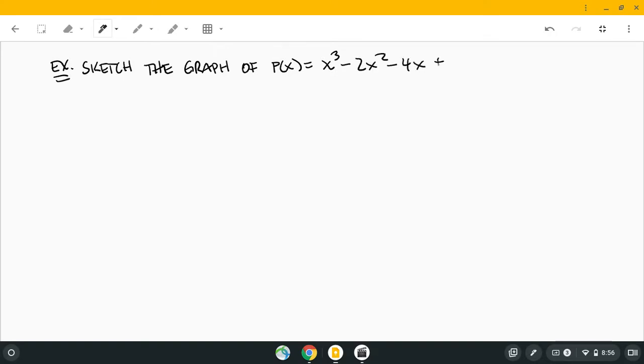Let's sketch the graph of p of x, which equals x cubed minus 2x squared minus 4x plus 8. We're going to use this for our end behavior.